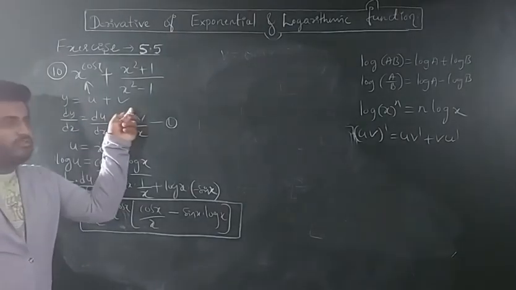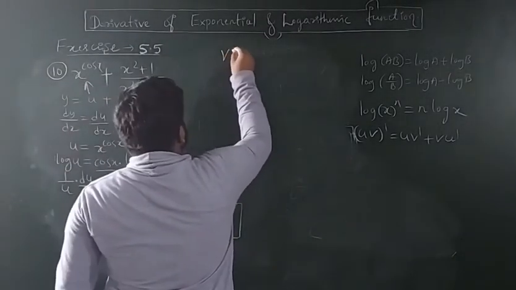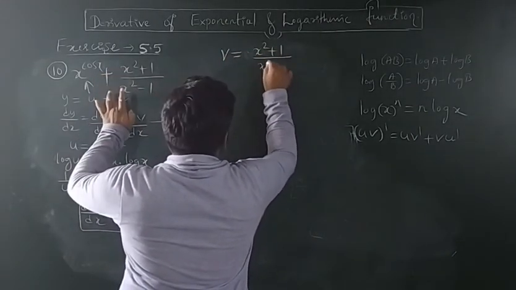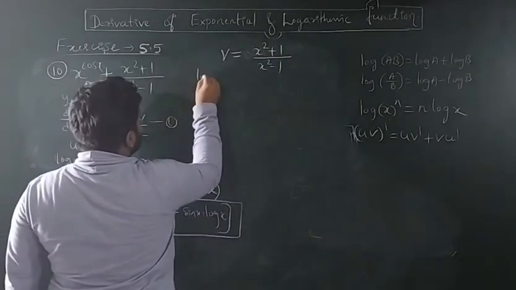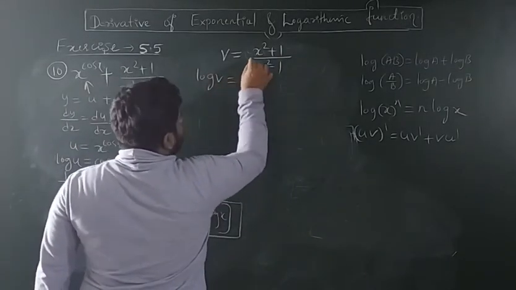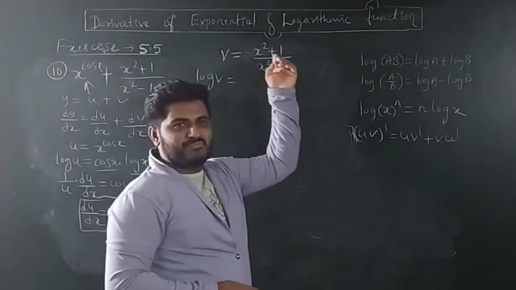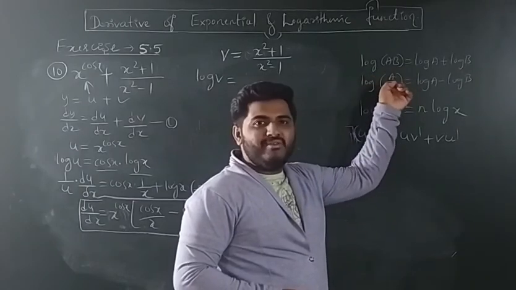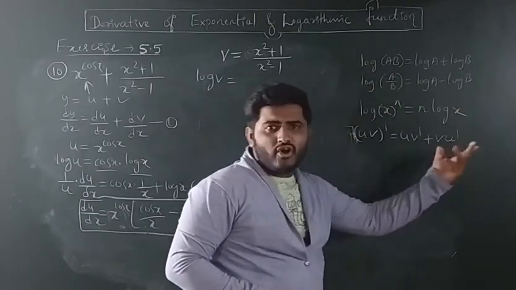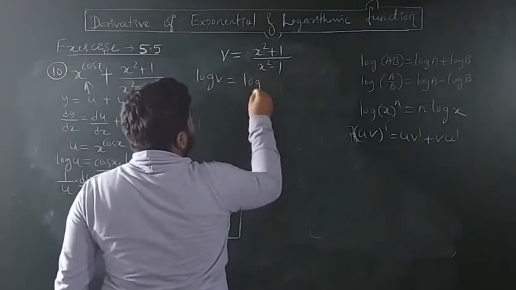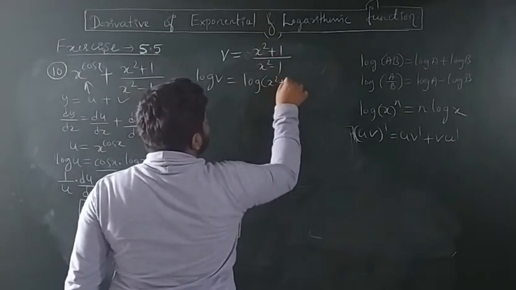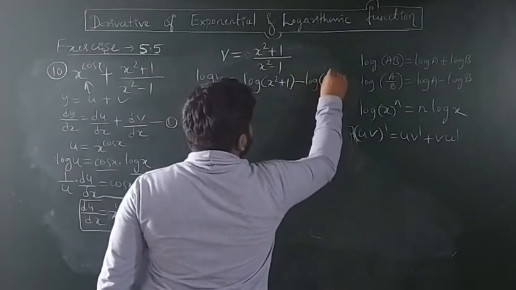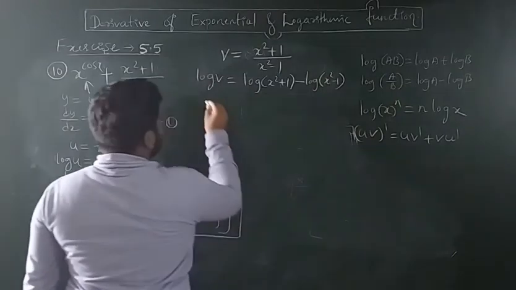So now we have to find dv by dx. Take that as v. What is v? v is nothing but x square plus 1 divided by x square minus 1. Again apply log here. log v is equal to whatever is on the numerator, it becomes plus, whatever is on the denominator, it becomes minus, because look at the log of a by b formula: log a minus log b. So apply that. log of x square plus 1, and the denominator becomes minus sign, log of x square minus 1. This is the formula.